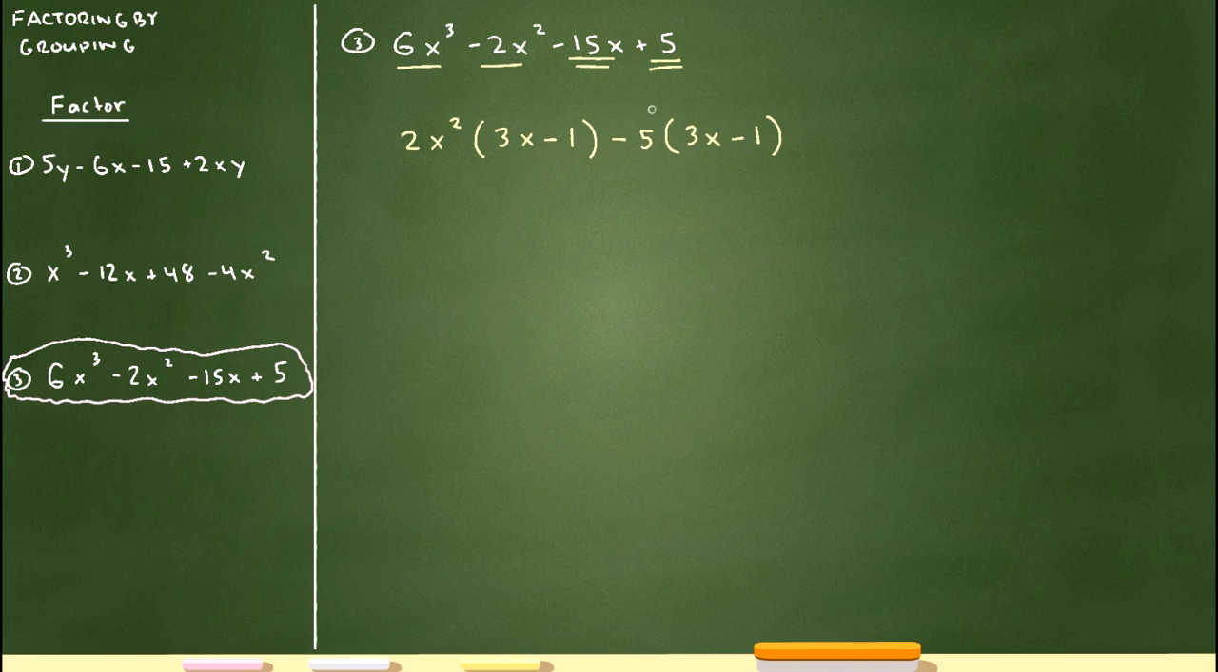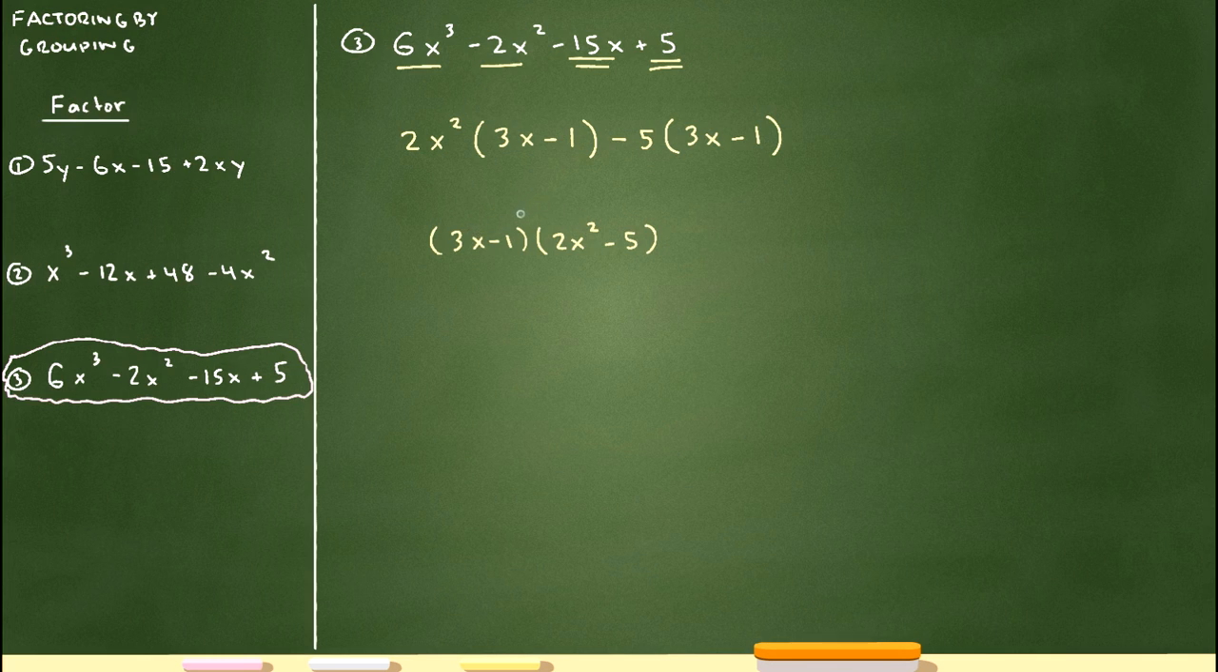And then once we get to this step, our factored form here is going to be, because we factor out a 3x minus 1, we write that down, open up the set of parentheses here, and what's remaining is 2x squared minus 5. And this is the final answer.